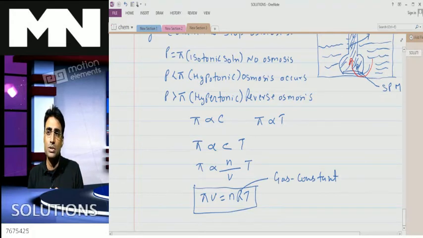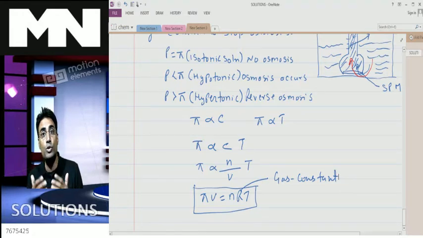Now, what happens if the concentration of salt in the blood increases? If it becomes more than 0.9%, supposedly it becomes 1%. In that case, the concentration of the salt is more outside the cell. Now, the solvent present inside the cell will start moving out. Reverse osmosis will occur and the cell will shrink. On the other hand, if the concentration of the salt in the blood is lesser than 0.9, in that case, more osmosis will occur and the cell will swell up.